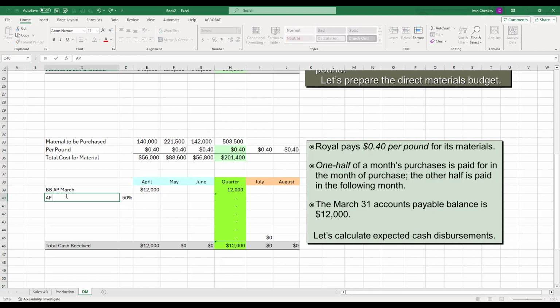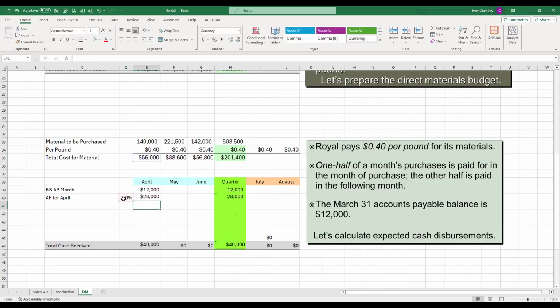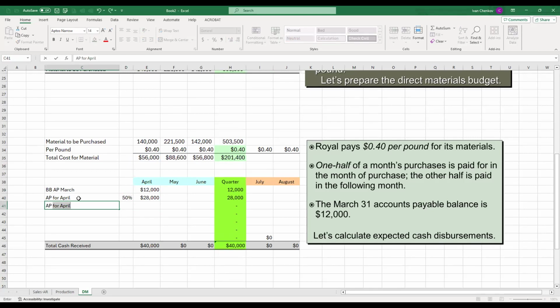Accounts payable for April. And how much will that be? That will be 56,000 times 50%. When are we going to pay the other 50%? Next month. Accounts payable for April, we're going to pay it in May. Again, 50%, correct? All this will be 50%.